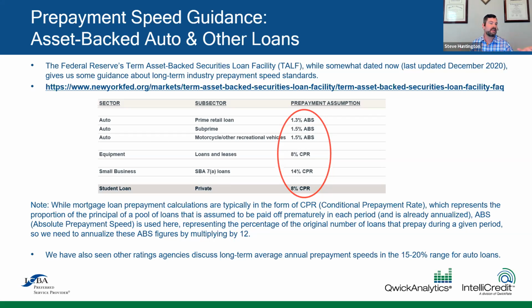But in that data, we see some long-term averages for auto loans and some other types of non-mortgage related loans as well. A 1.5% ABS, that's a monthly value, would have to be annualized. It would be annualized somewhere in the 15 to 20% range, or 18%, technically speaking. We've also seen other ratings agencies talk about long-term average annual prepayment speeds for things like auto loans and other asset-backed in the 15 to 20% range. Hopefully that gives you a little bit more data on the non-mortgage side as well. But certainly David's comments apply very much so here.